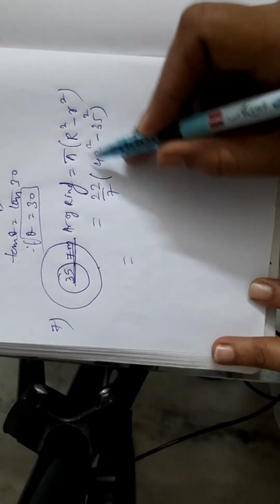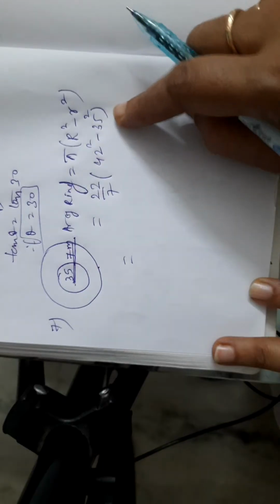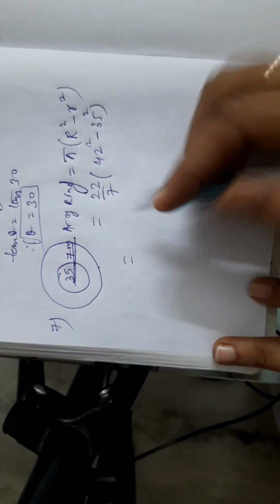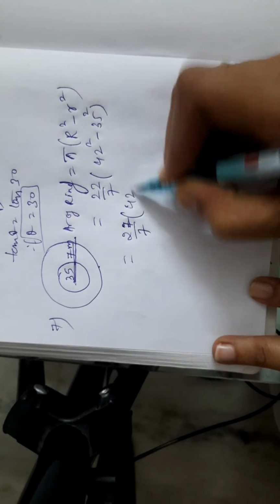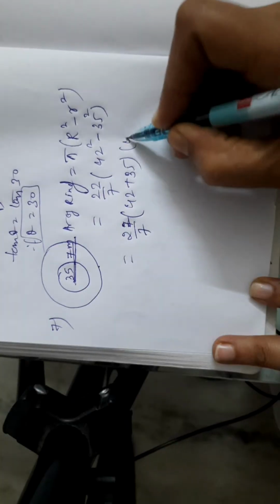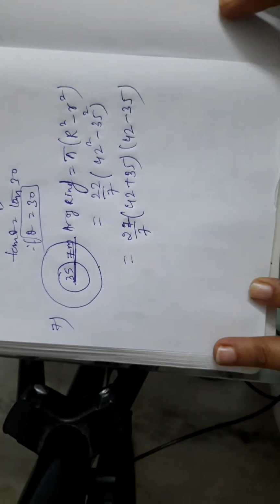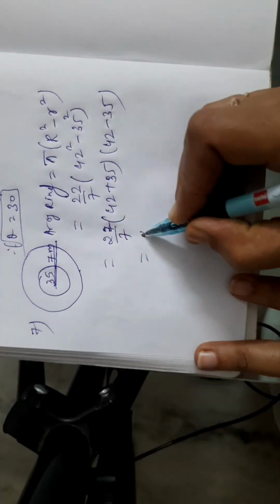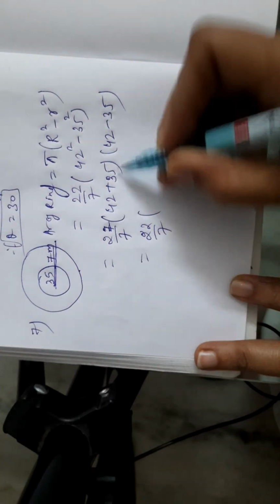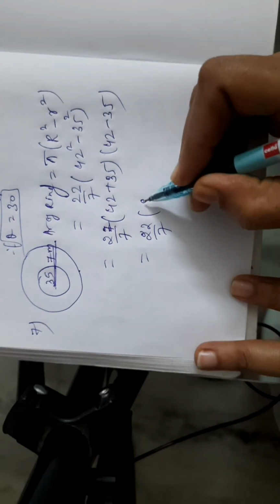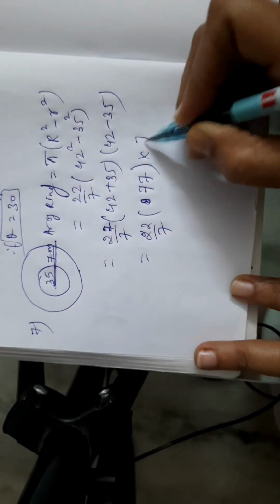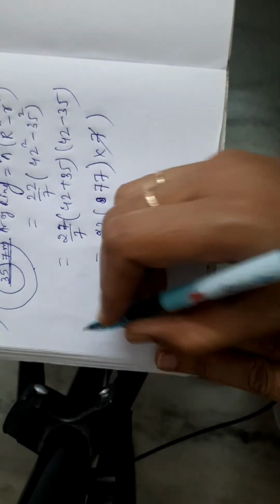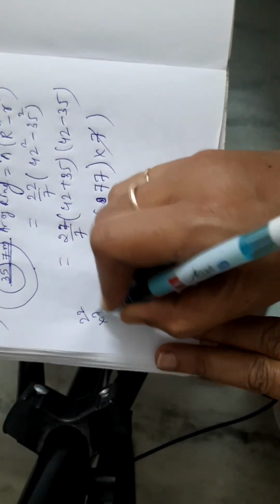Whenever you get this kind of question, instead of getting the squares and subtracting them, which will be a little lengthy, write down the values once in plus, once in minus, as they are a plus b and a minus b. So here 22 by 7, 42 plus 35, it's 77, multiplied by 7, 7 got cancelled. Now have the final calculation, 22 multiplied by 77.